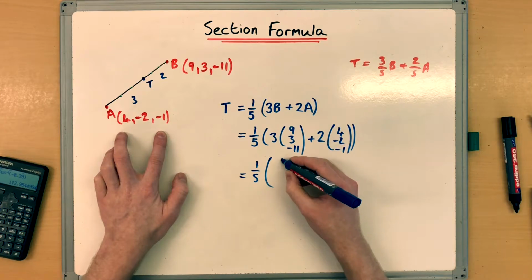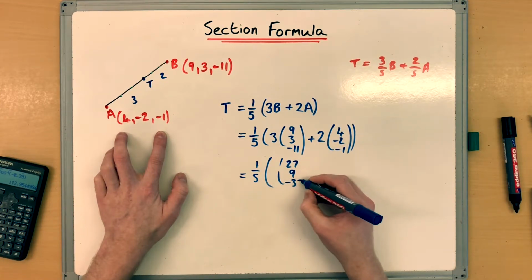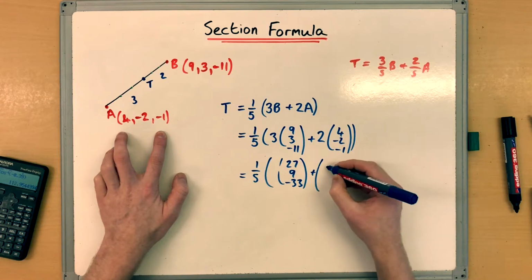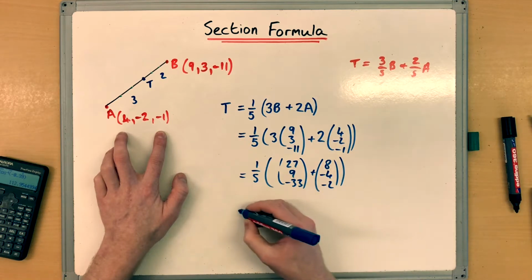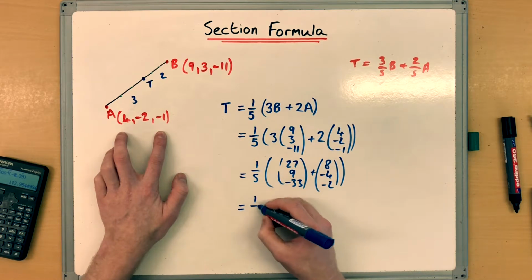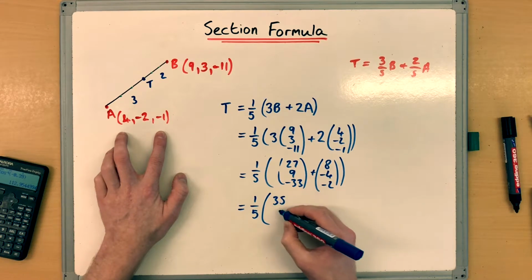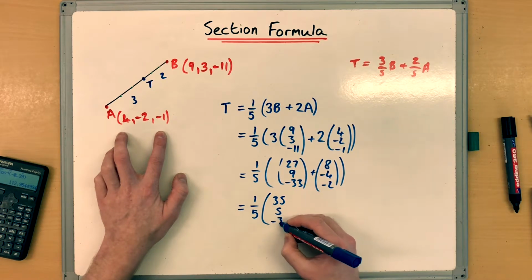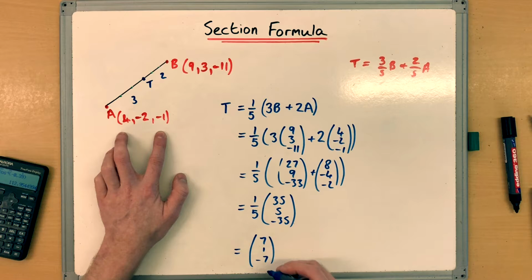So that gives me 27, 9 and minus 33, plus 8, minus 4, minus 2. That gives me 1/5 of 35, 5 and minus 35. And that gives me, now I'm going to divide by 5, 7, 1 and minus 7.